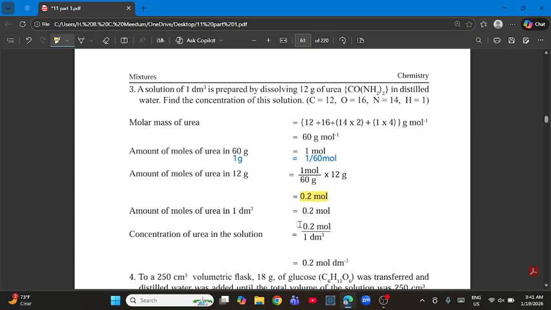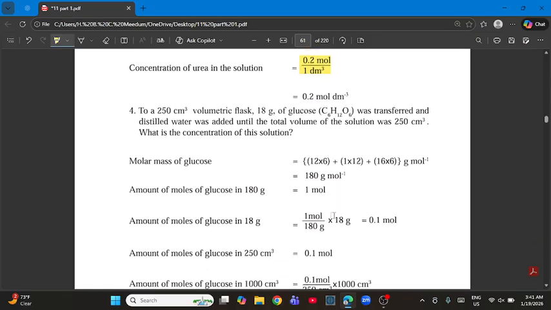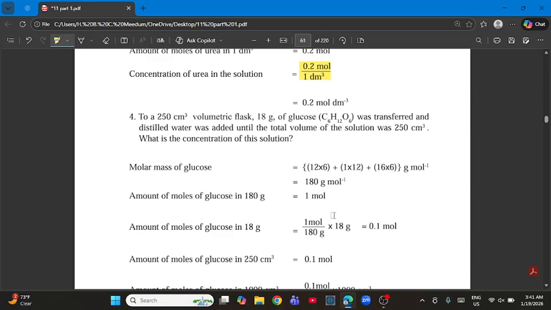So 0.2 mol is in one liter, so 0.2 mol dm minus 3. That's the answer. Let's go to the next question.